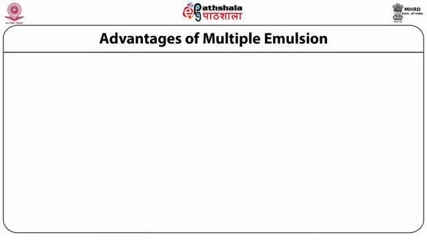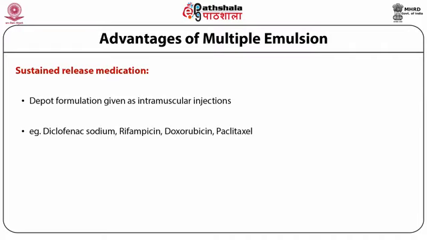Another advantage of multiple emulsion is sustained release medication. For sustained release medication, multiple emulsions are formulated in which the drug present in the innermost phase has to cross several phases before it is available for absorption in the system. When the multiple emulsion is administered intramuscularly, it generally forms a depot from where the drug is released slowly from the formulation and behaves like a sustained release dosage form.